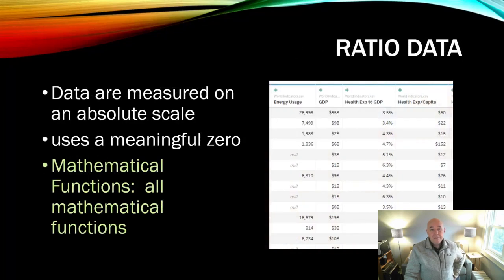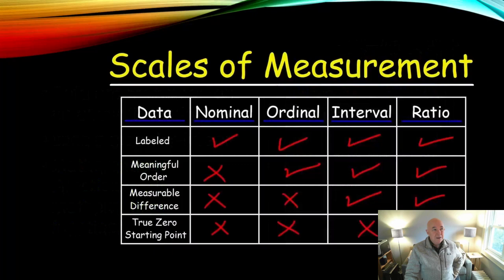Ratio data has a real and meaningful zero, and you can do any mathematical functions. Oftentimes, particularly in statistics, we use ratio data, so you're going to see this a lot. For scales of measurement, just so you have a sense about this, ratio data has a meaningful zero, measurable difference, a true zero point. Interval data does not. You can read the rest of the chart yourself, but know that that's how this works.